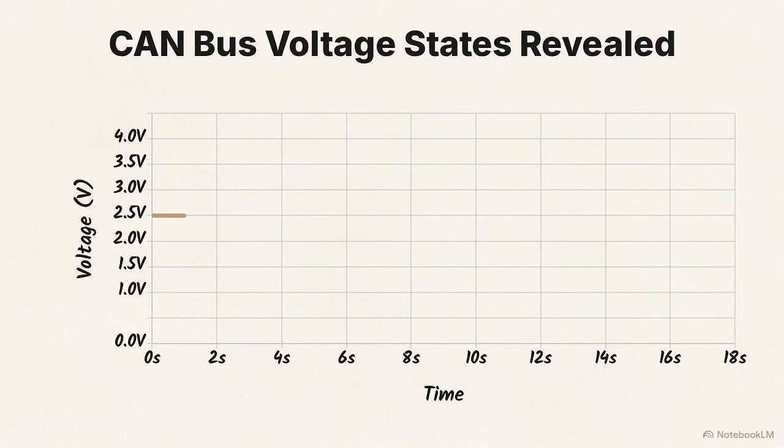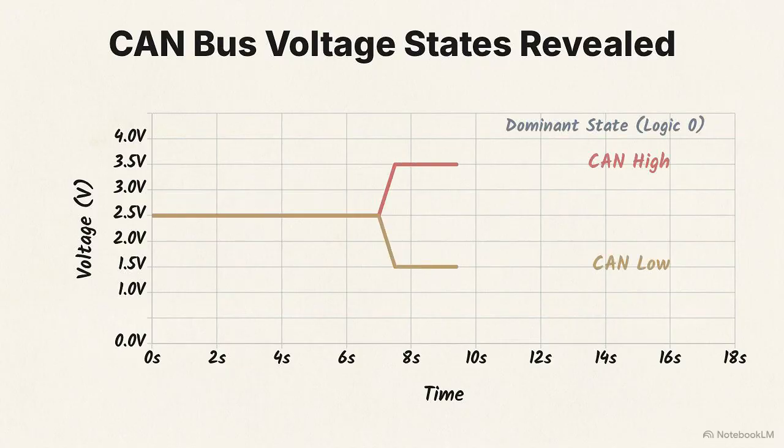When idle, both bus wires sit at 2.5 volts, the recessive state. To transmit a logic 0, a node drives the high line to 3.5 volts and drops the low to 1.5, creating a 2-volt differential called the dominant state.